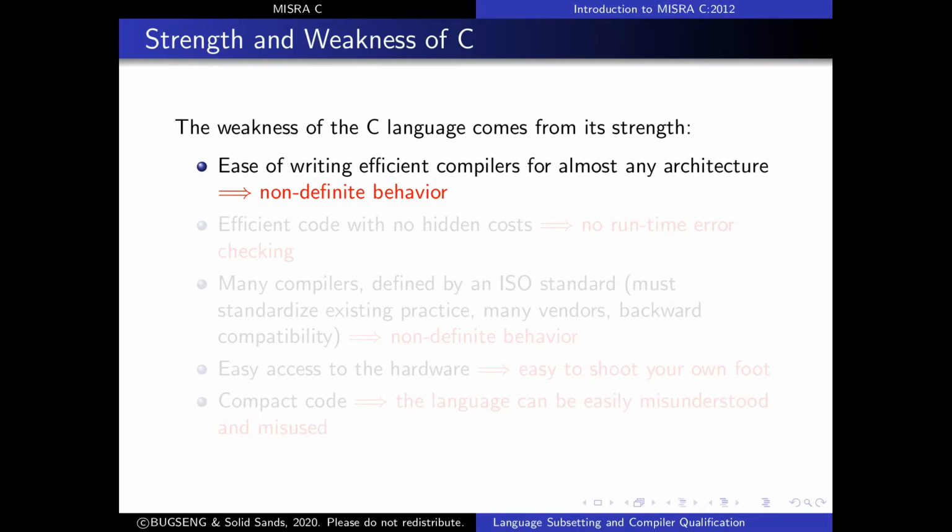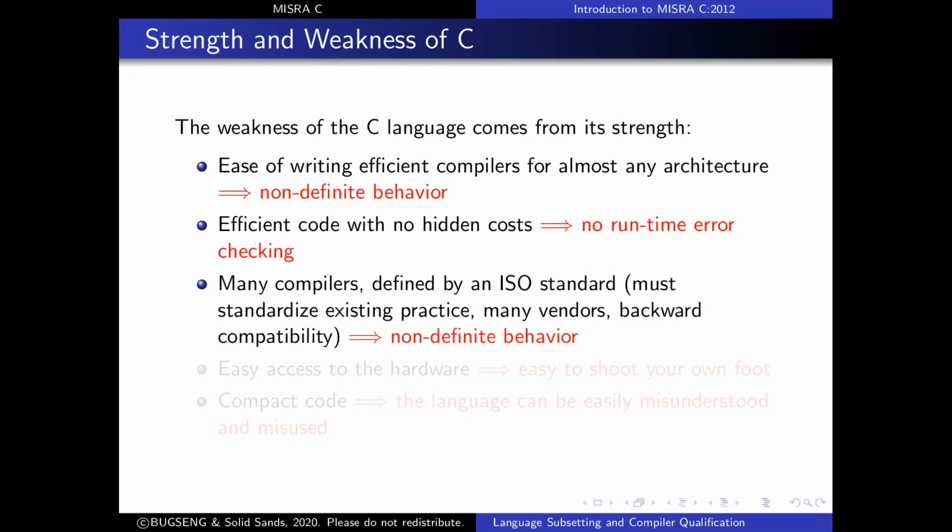They are a package. So the good point comes with the corresponding bad point. For example, the facility with which you can write efficient compilers for almost any architecture is one, as we have seen, of the main reasons behind the non-definite behavior. The fact that you can write efficient code without hidden costs is because there is no runtime error checking. So if you want to do an extra check, for example, to make sure that your index doesn't go outside the bounds of a certain array, you, the programmer, write the code to make the check.